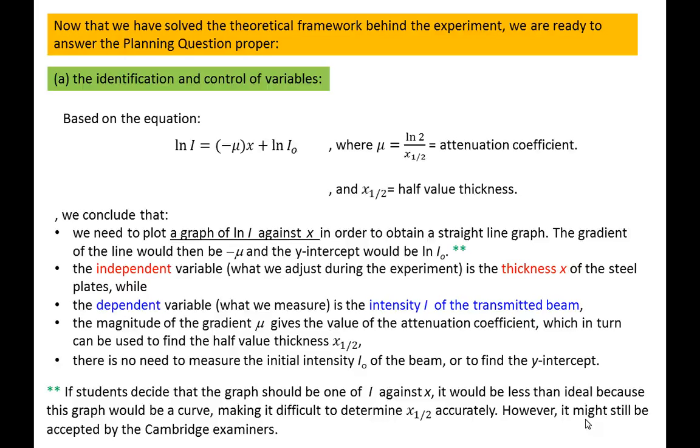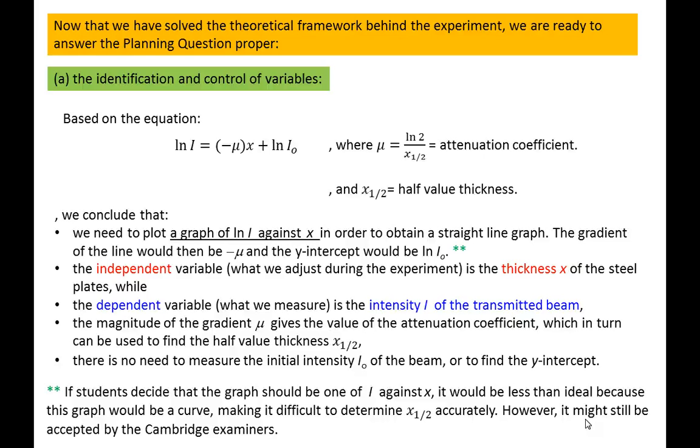We have the equation already, and we know that mu is related to the half value thickness from here, right? Mu is ln 2 over x half. X half is what we're trying to find, right? So if we find mu, we can find x half. Okay, so conclusion, firstly, we need to plot a graph of ln I against x to get a straight line. The gradient will be negative mu, y-intercept is not important, right?